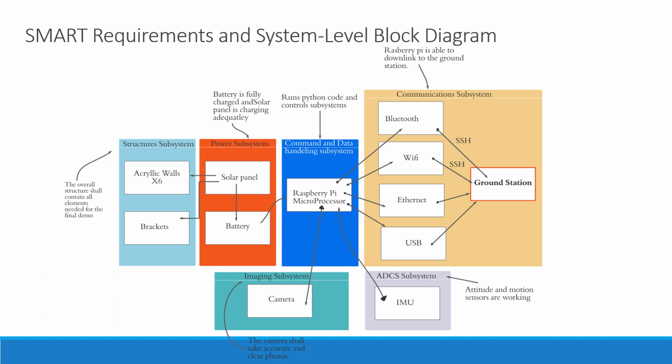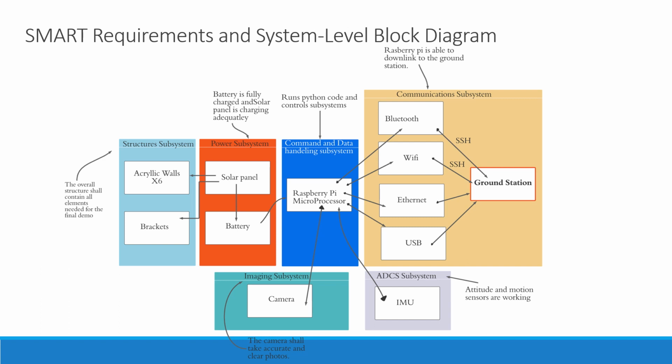Then for the power system, our SMART requirement was that the battery is fully charged and the solar panel is charging adequately, meaning that everything's working for the power subsystem to work in our final project demo. Then for the command and data handling subsystem, we have the Raspberry Pi microprocessor runs Python code and controls subsystems correctly. Then communications, the Raspberry Pi is able to downlink to the ground station.